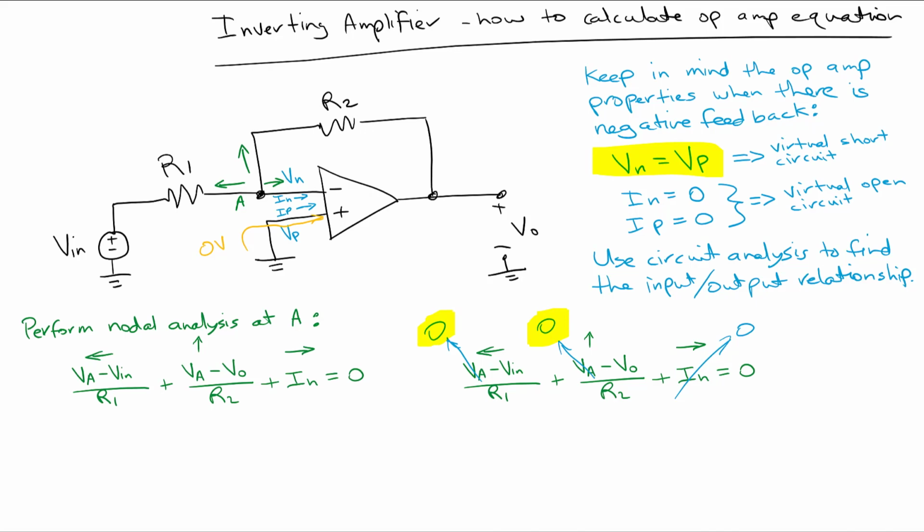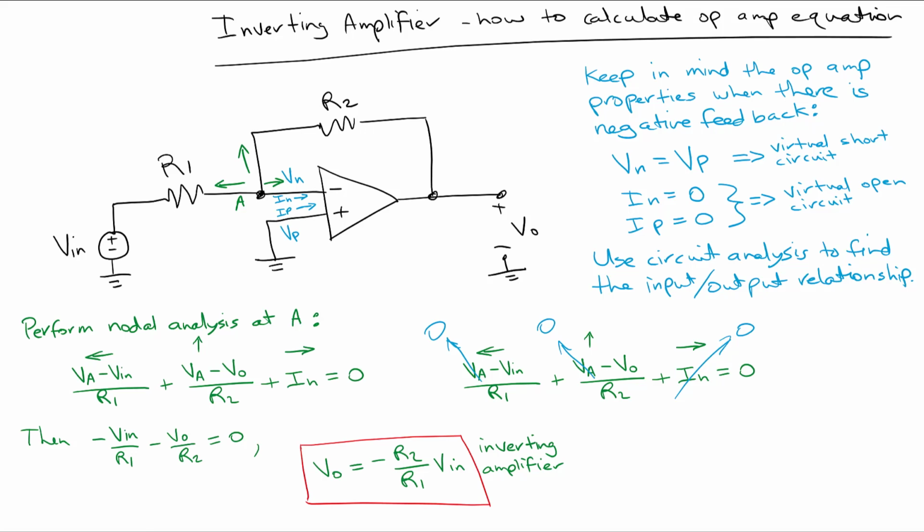Okay? So then, we can go ahead and simplify the equation where we get minus Vin divided by R1 minus Vout divided by R2 being equal to 0. And then we just rearrange the terms to get our inverting amplifier equation. Okay, so you should be able to do this for any arbitrary op-amp circuit, and you should carefully look at your notes from lecture for more information.